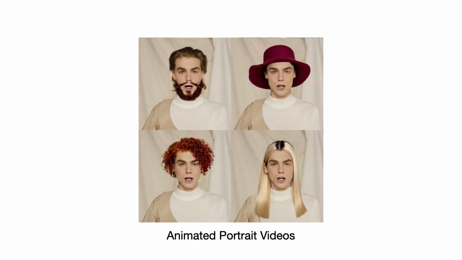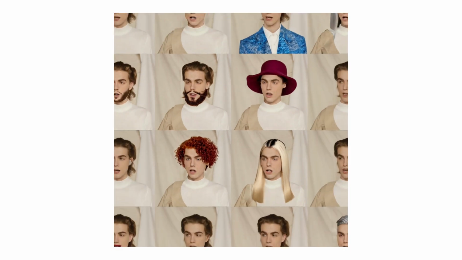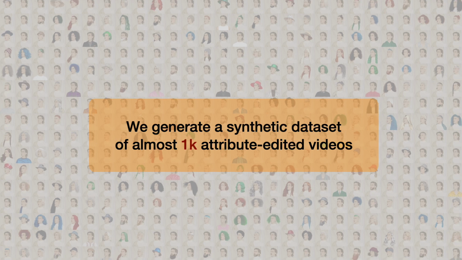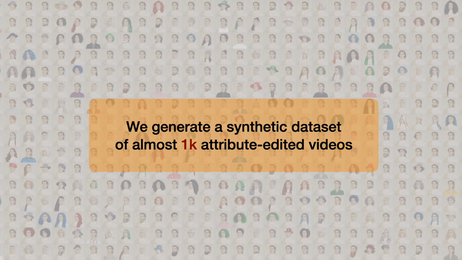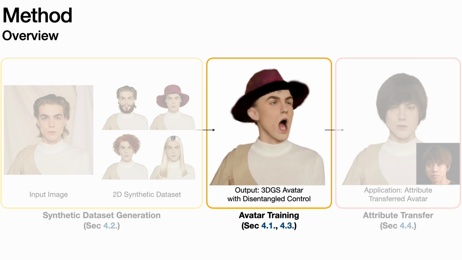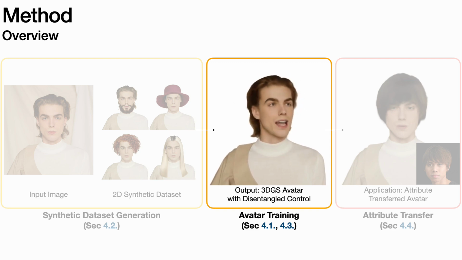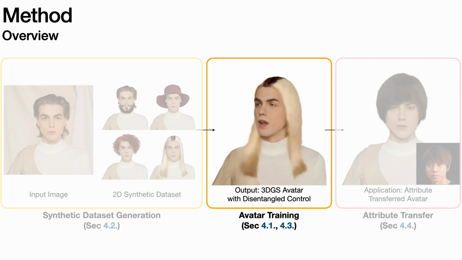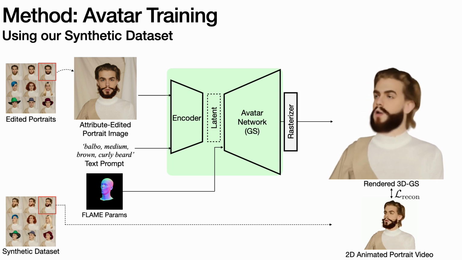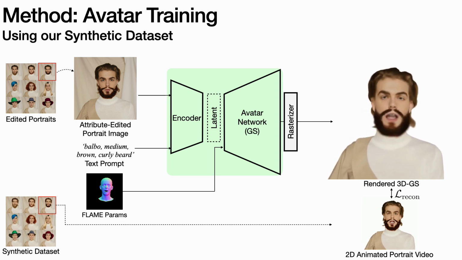We generated our synthetic dataset consisting of almost 1,000 attribute-edited videos using our methods for attribute-edited portrait image generation and animated portrait video generation. We introduce our method for training a 3D Gaussian splatting avatar using the synthetic dataset. We obtain the 3D Gaussian parameters of the avatar using the edited portrait, text prompt, and flame parameters as inputs.